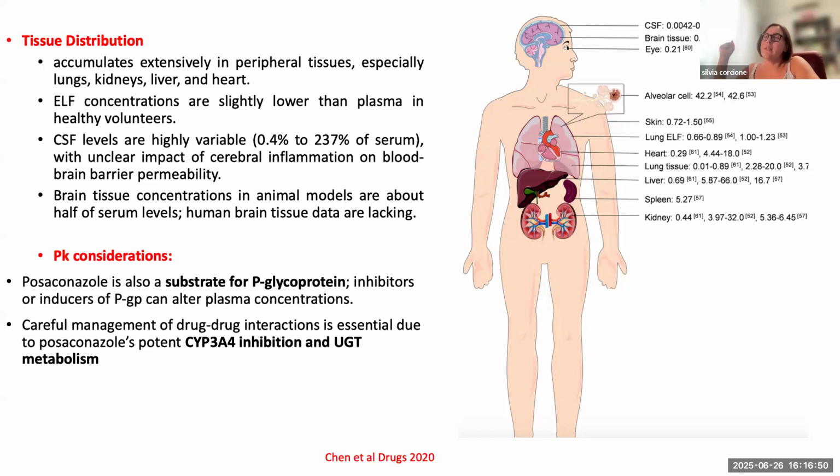There are two other considerations to take into account, because we will go a little bit deeper later on in my presentation: the pharmacokinetic and pharmacogenetic components of posaconazole. Posaconazole is a substrate of P-glycoprotein, and inhibitors or inducers or alterations in the genes of P-glycoprotein may alter plasma concentration. And also, as I mentioned before, we have to take into account the drug-drug interactions due to cytochrome 3A4 inhibition and UGT metabolism.